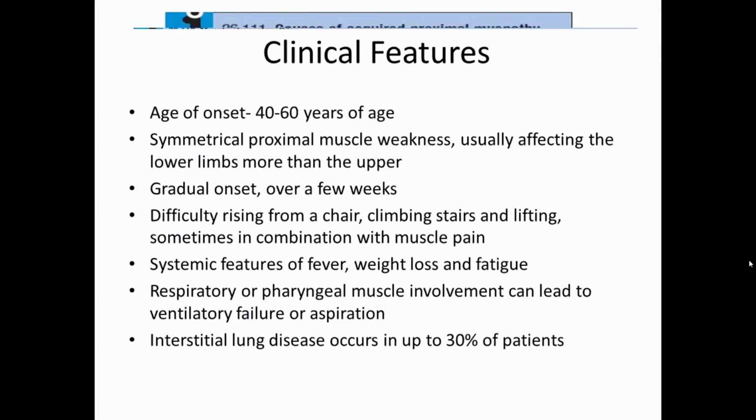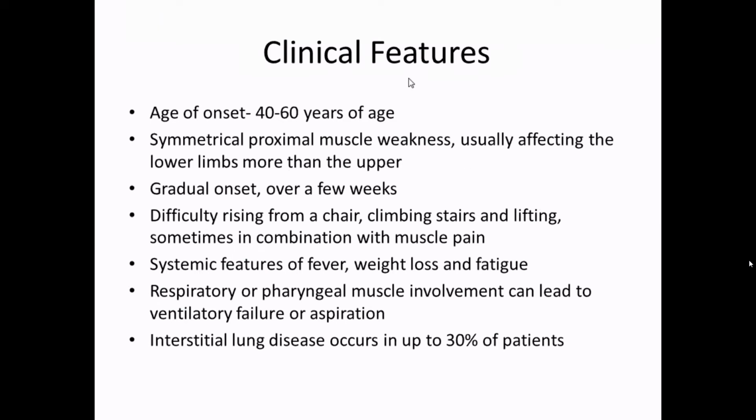For clinical features, the age of onset is 40 to 60 years, more common in females as the disease is autoimmune, and there is symmetrical proximal weakness, usually affecting the lower limbs more than the upper limbs. Thigh weakness is greater than upper limb weakness, so the patient says they cannot get up from a squatting position. The most common symptom patients bring is that they cannot get up after sitting in the bathroom, from the squatting position. It has a gradual onset over a few weeks. There is difficulty rising from a chair, climbing stairs and lifting, sometimes in combination with muscle pain.